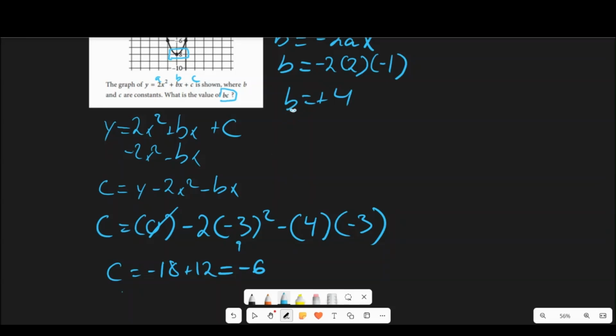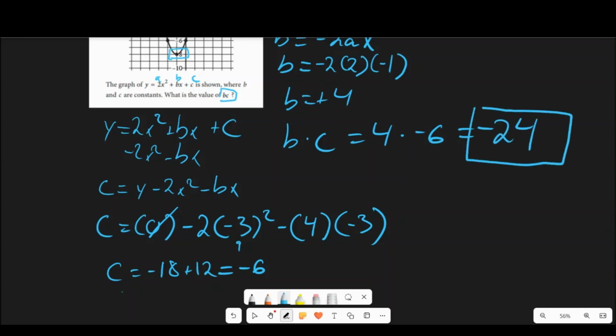So we have our b, we have our c. What is b times c? Well, that's going to be nothing more than 4 times -6, which is equal to -24. So there you have it. That is the solution for this problem. It was actually a pretty tricky problem, I'm not going to lie.